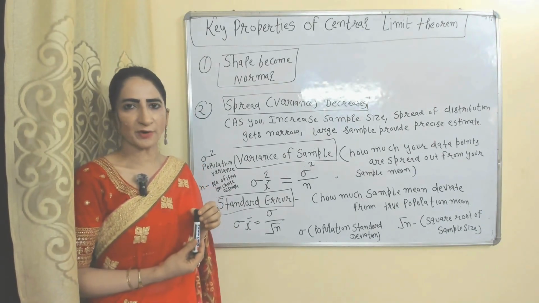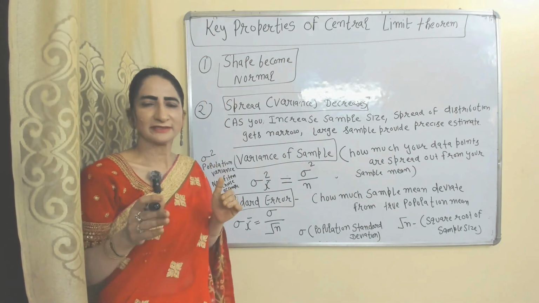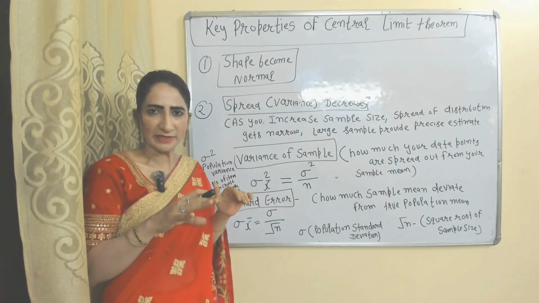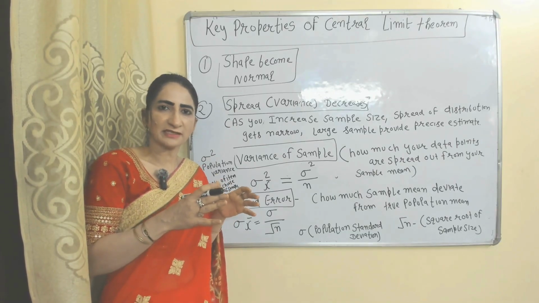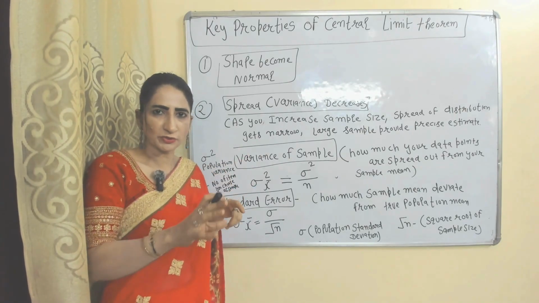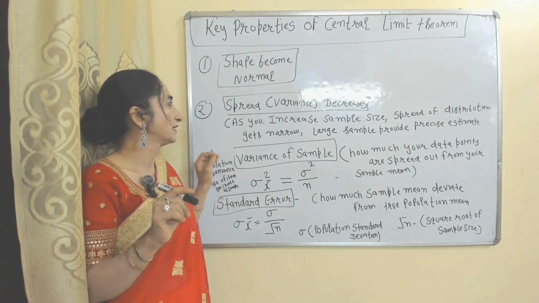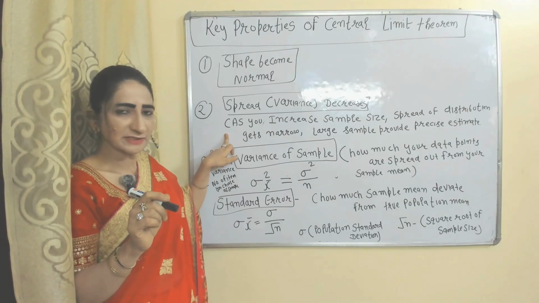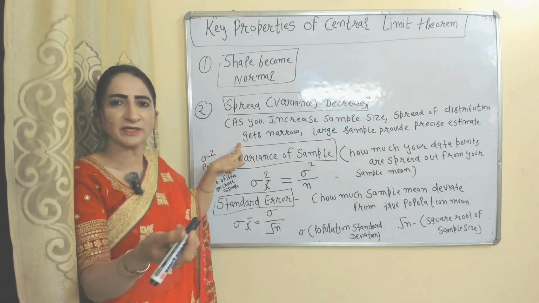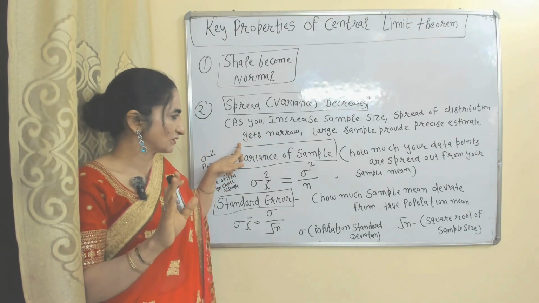Now we will see key properties of central limit theorem. Shape becomes normal. That means central limit theorem gives a guarantee that if sample size is large enough, then the sampling distribution must follow a normal distribution even if the original population is not normally distributed. As you increase sample size, the spread of the distribution becomes narrow. That means a large sample gives you a more precise estimation.